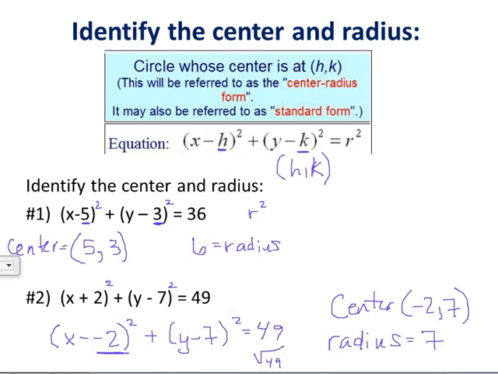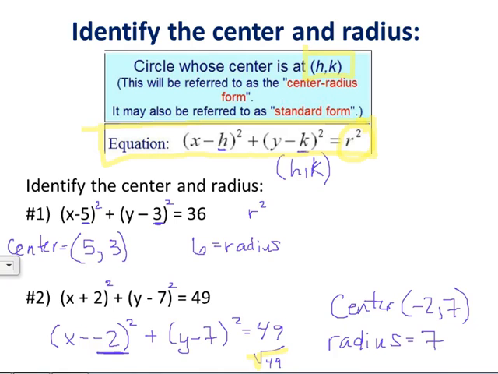So again, write this down in your math notebook, the equation in standard form for a circle. The h and k represent the center, and the r squared is our radius. And remember, it's squared in our equation. So to find the radius, we have to take the square root. I'm going to go on to the next slide, so go ahead and click pause if you need to take down more notes.